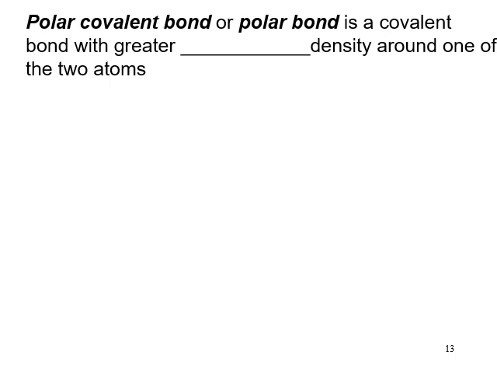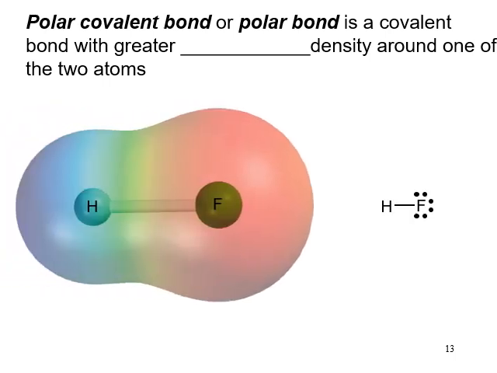So as far as covalent compounds, let's continue to talk about some characteristics of them. A covalent bond can either be called polar or nonpolar. A polar bond is a covalent bond with greater electron density around one of the two atoms. This is hydrogen fluoride, HF, and what this reddish area is trying to show is that the electrons are being pulled towards the fluorine atom more so than the hydrogen.